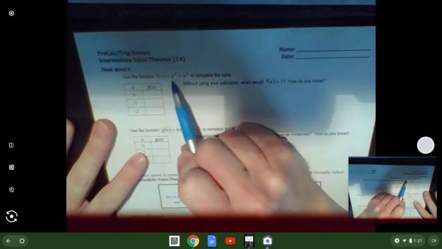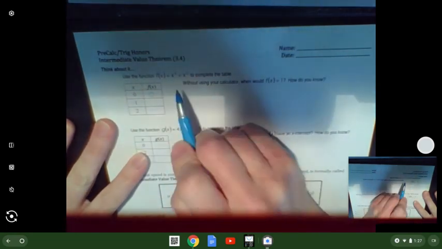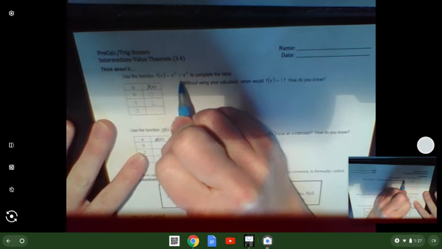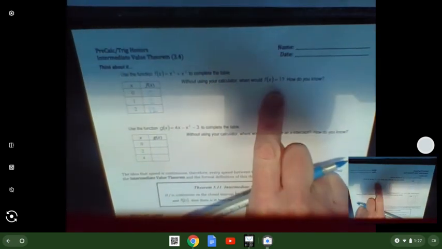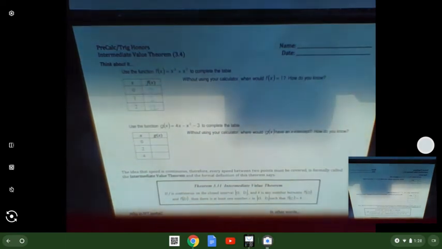So I'm going to plug in 0. 0 cubed plus 0 squared is still 0. 1 cubed plus 1 squared is 2. 2 cubed is 8 plus 2 squared, which is 4, is going to be 12. So again, without using a calculator, when would f of x equal 1?